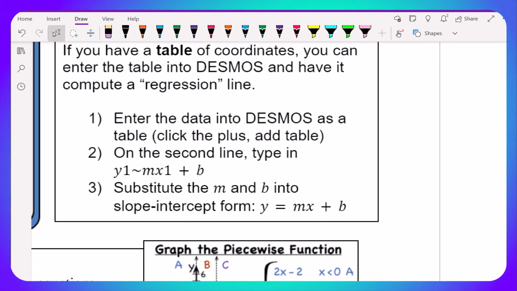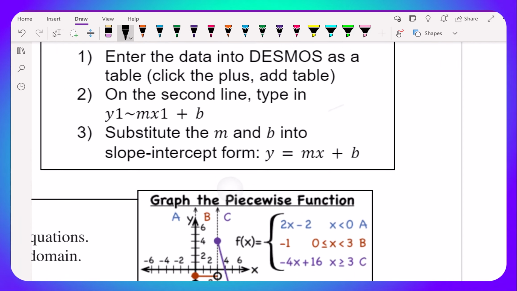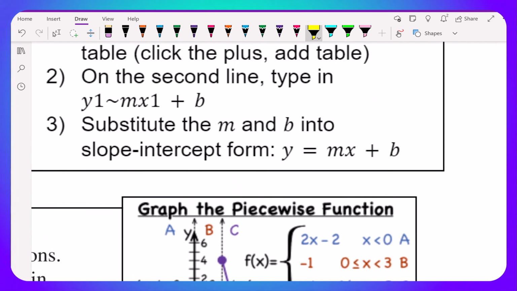So you go to Desmos, hit the plus sign, and click add table. On that second line, you're going to type in very specifically y1 tilde m x1 plus b. As soon as you type that code in, it's going to give you the slope and the y-intercept, and you're going to plug in the slope and the y-intercept right here, and that is your linear regression formula.